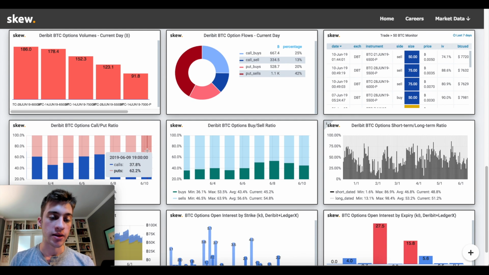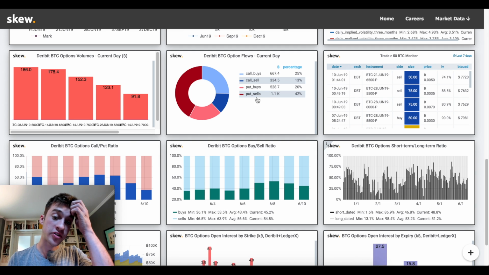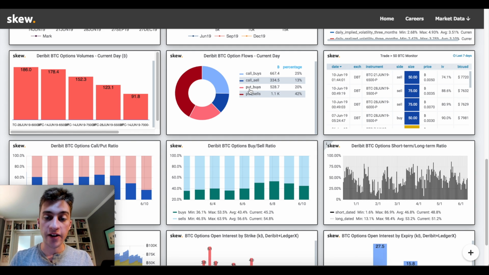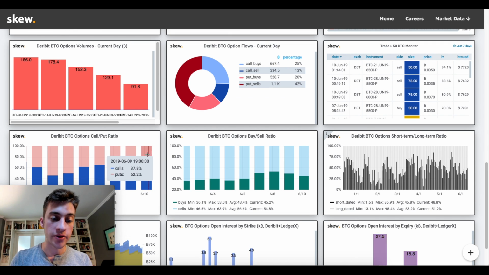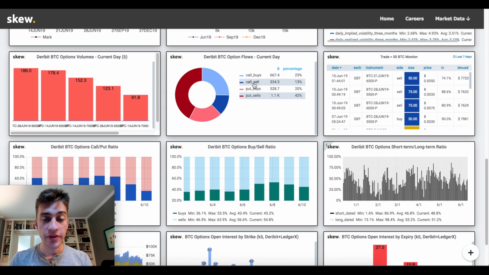Now, how do I find a little bit more information on that? Well, that's where we get the option flows. Look here. You can see that a lot of people are selling puts, and a lot of people are also buying puts as well. These two are probably why this is so high. Not many people are selling calls at all, and a decent percentage of people are buying calls.